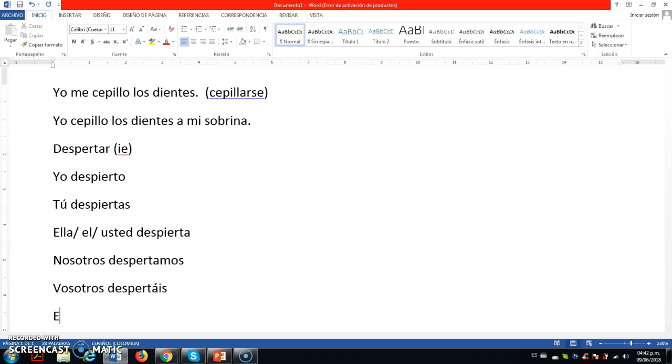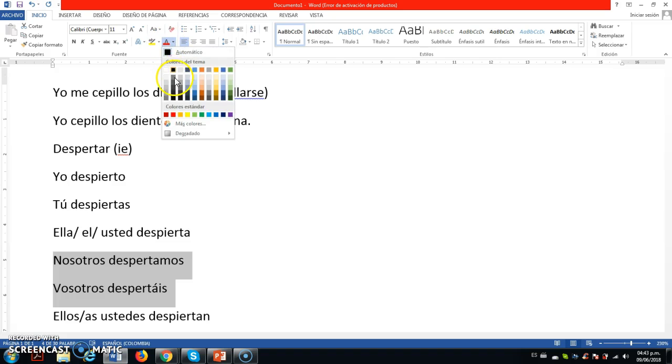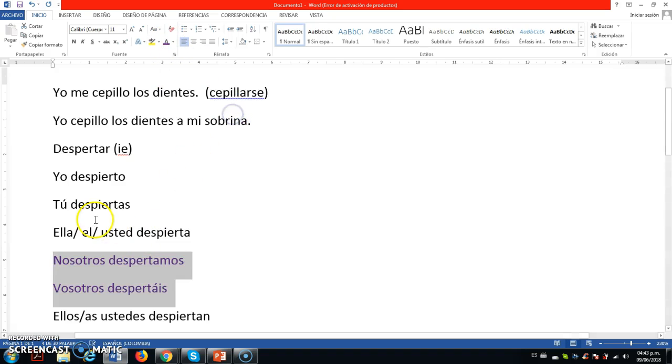Ellos, ellas, ustedes despiertan. So, nosotros and vosotros will be the only ones where we keep the vowel like the original way, and for the others, if you see vowels in brackets, it means that you have to change it, with yo, tú, ella, él, ellos, ustedes, okay?